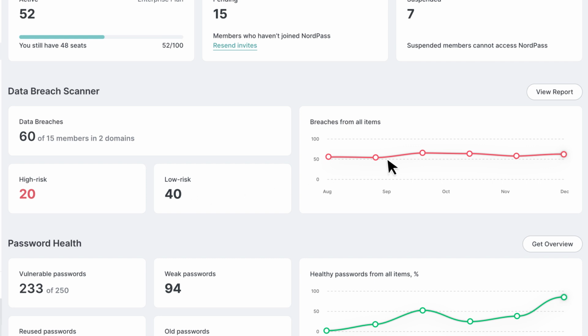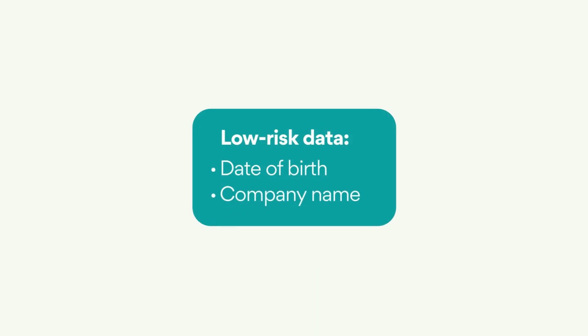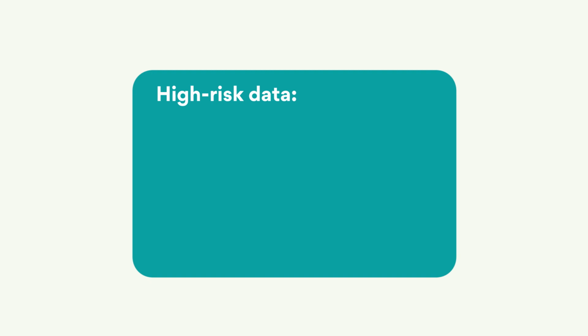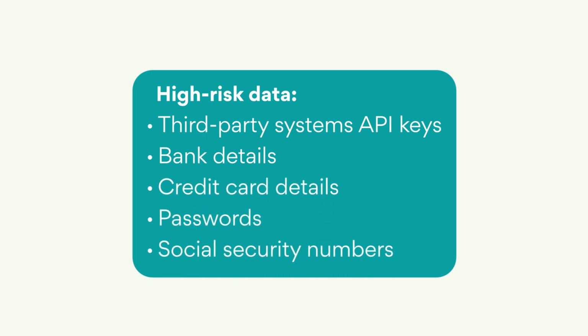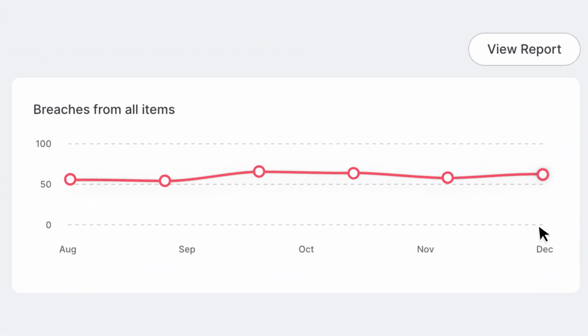The risk level is based on the data sets that were compromised. For example, a leaked date of birth or company name is considered low risk. NordPass considers high-risk data to be items such as third-party systems, API keys, bank details, credit card details, passwords, and social security numbers. Also, you can see a chart that shows the number of security breaches that happened over the past 6 months. You can get even more detailed information regarding data breaches.